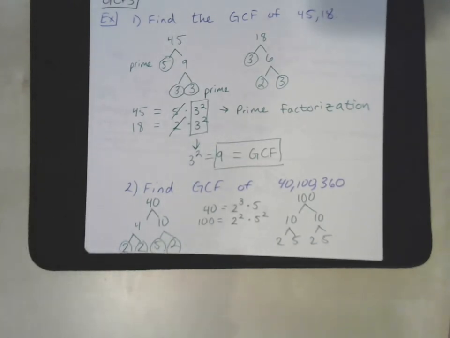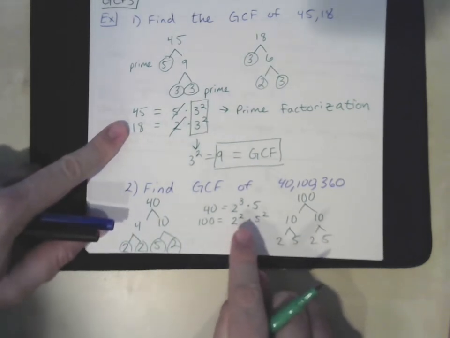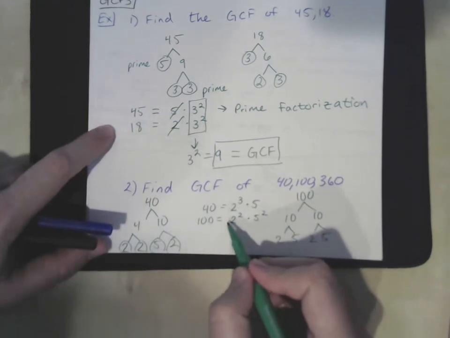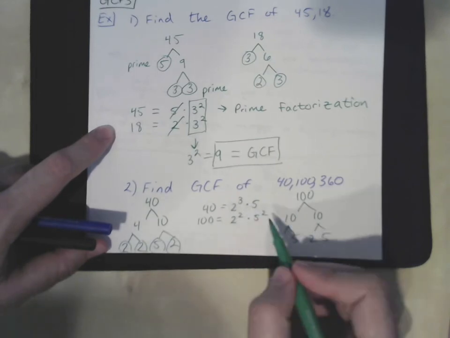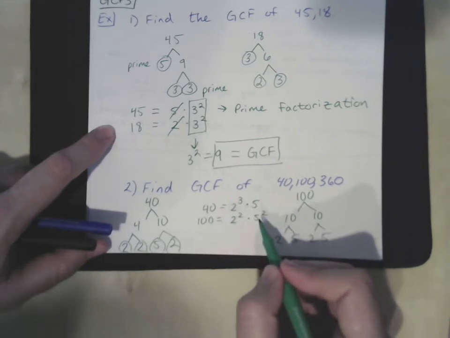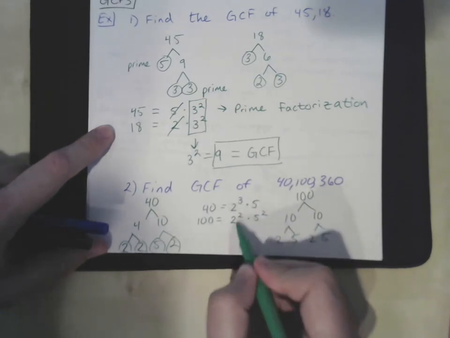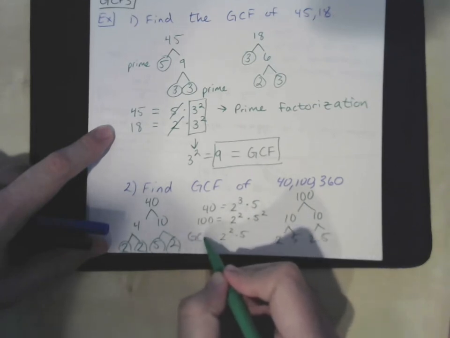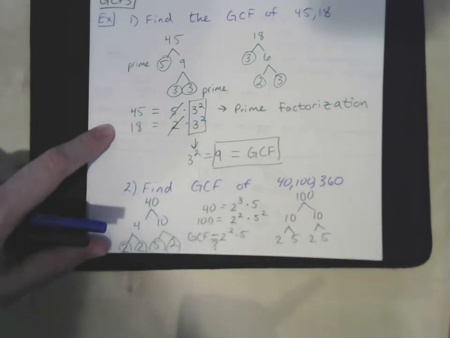So now, just like we did up here, we're looking for things that are in common. So we know there's not enough 2's in 100 to have all of the 2 to the third be a part of our GCF, and there's not enough 5's in 40. So my inclination right now is that my GCF is probably 2 squared times 5. So I'm going to write GCF equals with a question mark below it, because that's what I'm thinking here. Let's scoot this up.